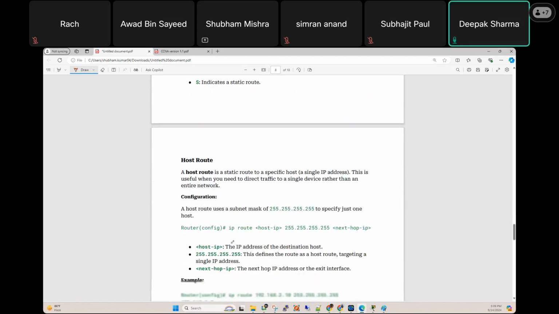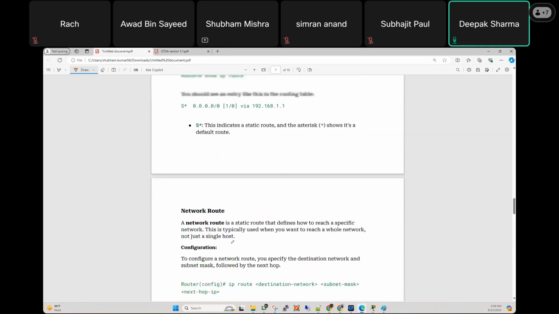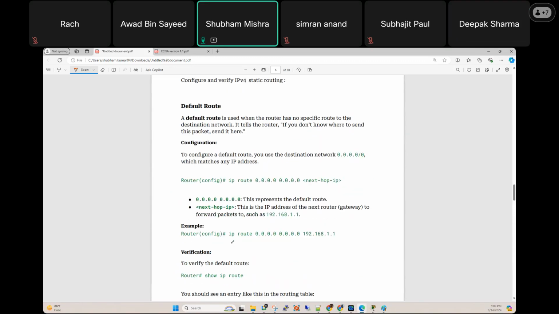Okay. So the next thing, guys, is about configuring static routes. But I am thinking today is not the best time to discuss how to configure static routing. In tomorrow's class, I will show you how to configure static routing practically. Clear, everyone?